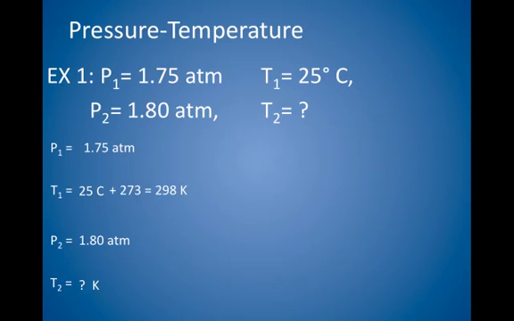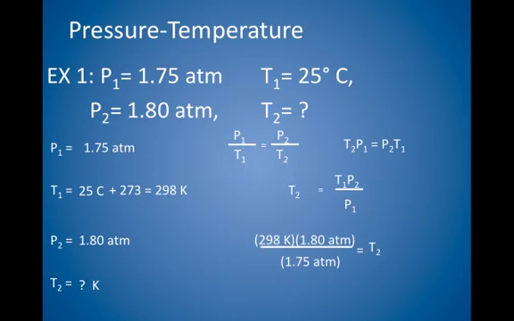First thing you got to do is convert your Celsius number to Kelvin, so plus 273. Set up your initial formula. Since we're solving for T2, T2's in the denominator. You need to cross multiply and then divide to solve for T2. Plugging in your numbers, you get this, making sure everything is set up right.